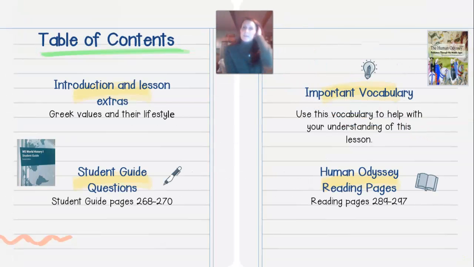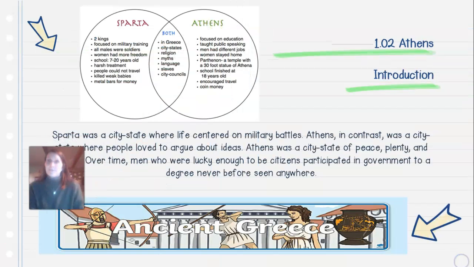So table of contents: introduction and lesson extras. Greek values and their lifestyles, so that's what we're learning about. Student guide questions, your student guide pages 268 to 270. Important vocabulary, you're going to use this vocabulary to help with your understanding of this lesson. And Human Odyssey reading pages 289 to 297. We can't possibly cover all of those objectives in full detail, so it is really important that you complete your readings for these lessons to have a full understanding.